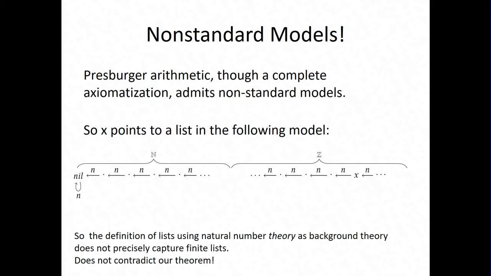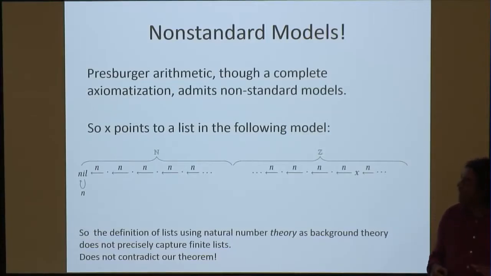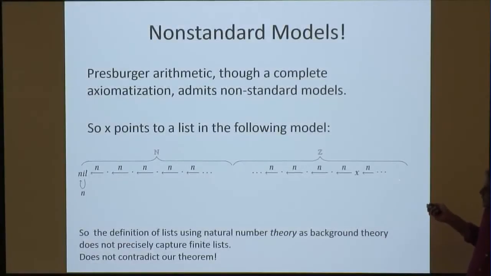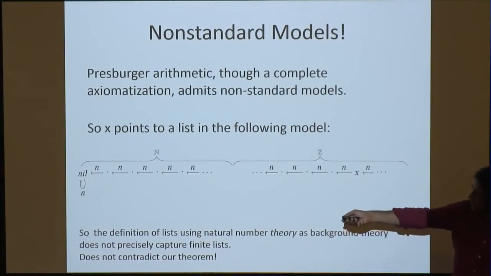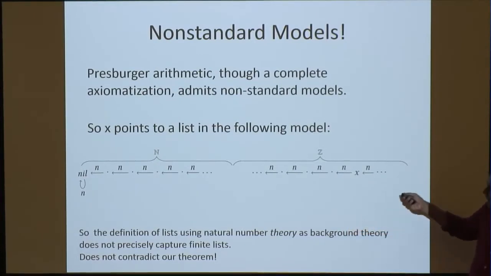It turns out that the whole thing has to do with non-standard models. Presburger arithmetic, though it's a complete axiomatization, admits non-standard models. And you're reasoning only with respect to a background theory and not a background model. You don't have a true model, you only have a background theory. So I could have a list where I claim x reaches nil, but it doesn't reach it at any finite time. And to justify it, I could have the length function map x to a non-standard element.